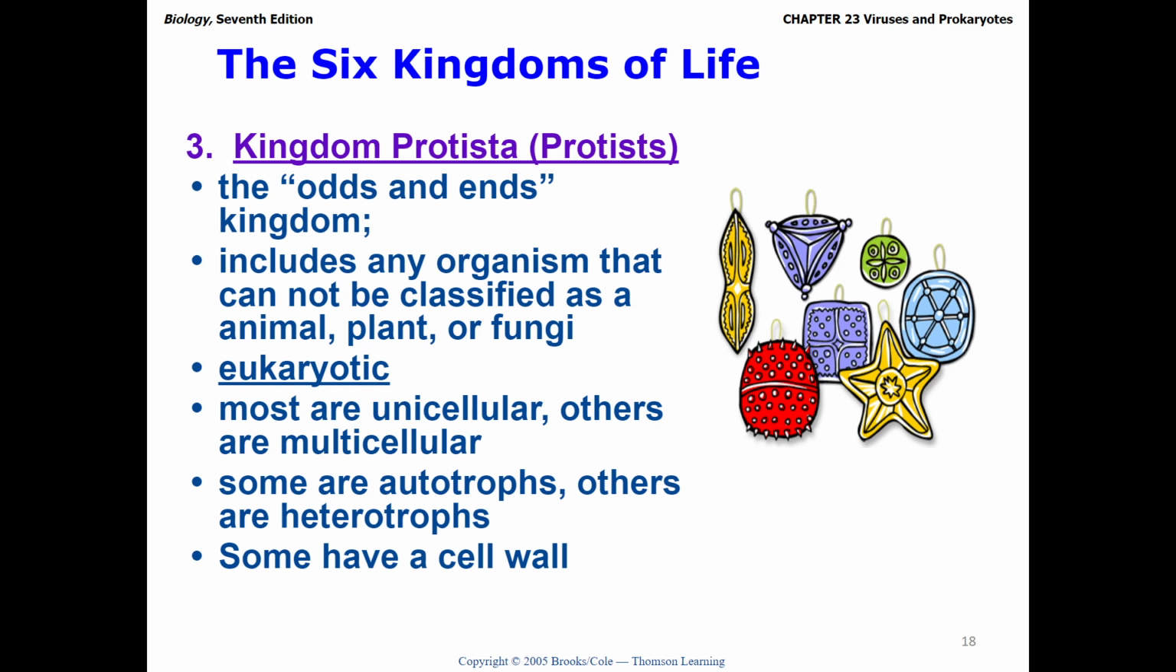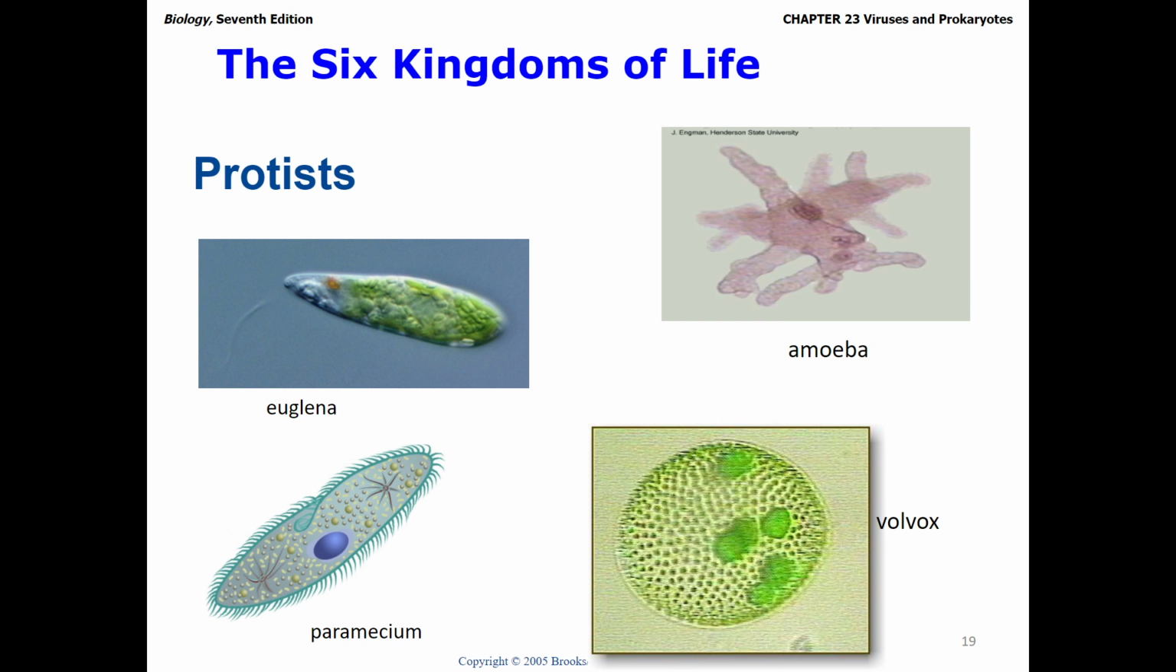Let's start with kingdom Protista, or the protists. They're the odds and ends kingdom. Pretty much any organism that's eukaryotic that didn't quite fit in fungi, Plantae, or Animalia ended up in kingdom Protista. It includes any organism that cannot be classified as an animal, plant, or fungus. All eukaryotic. Most are unicellular, but there are multicellular protists. Some are autotrophs, others heterotrophs. So we can't make an all or nothing statement about their nutrition processes. And some have a cell wall, but it's not universal.